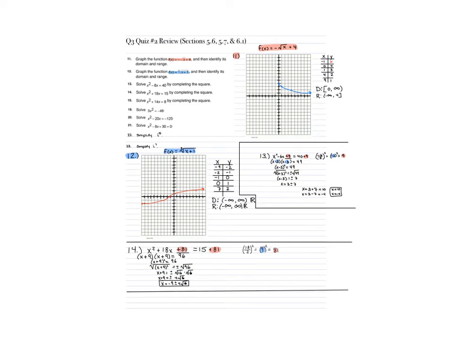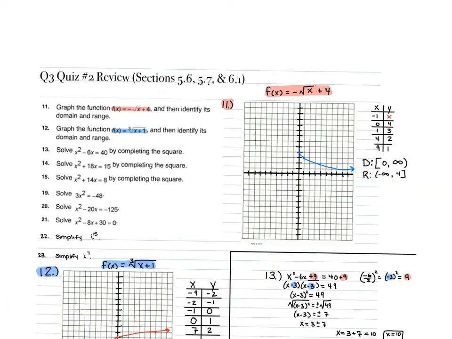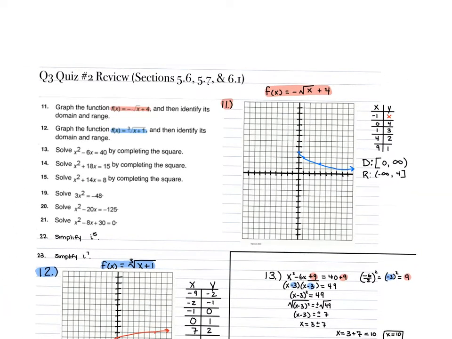Okay, so we're going to start going over the review. A lot of times in the homework, a lot of people lost points because of exactly what it says: follow the directions. On number 11, the one highlighted in red, it asks for two things. It asks you to graph it, and then it asks you to identify its domain and range.